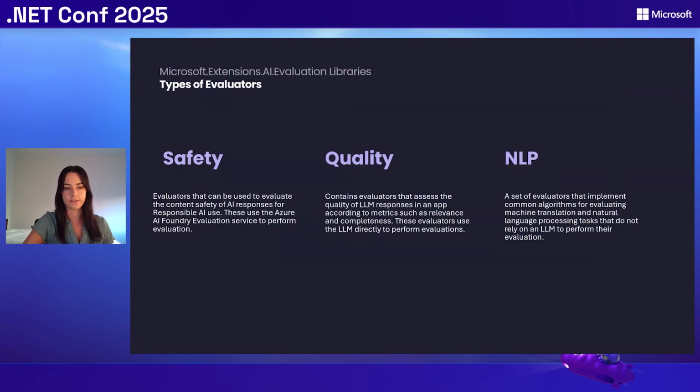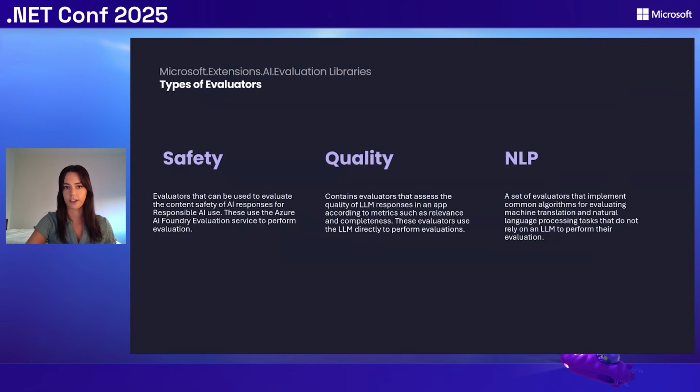First, we have content safety. So this is all about responsible AI. These evaluators are powered by the Azure AI Foundry evaluation service, and they check for harmful or risky outputs. So that's things like protected material, unfairness, hate speech, violence, and even code vulnerabilities.